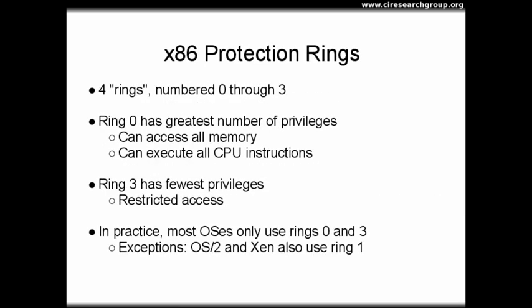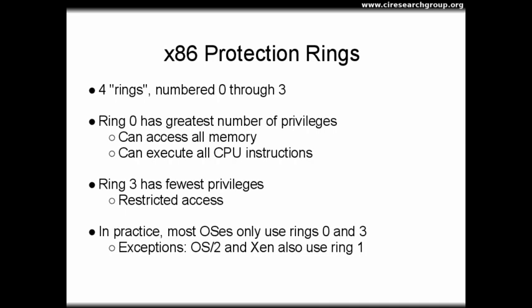On Intel-based systems, x86 and x86-64, there are actually four modes available. These are implemented by what are known as x86 protection rings, which consist of four privilege levels numbered 0 through 3. Ring 0 has the greatest number of privileges. Code executing in Ring 0 can execute any instruction that the CPU provides and can access all memory. Ring 3 has the fewest privileges. All the instructions are restricted to the set of instructions that are relatively safe.